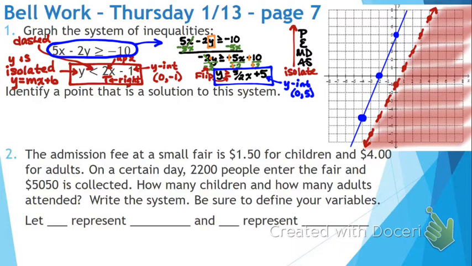Okay. I need my arrows on either end. And I'm done. Still have to shade. Am I shading above or below? I'm really confused because here it had a greater than, but over here it has, oh wait, I said flip and then I didn't flip it.